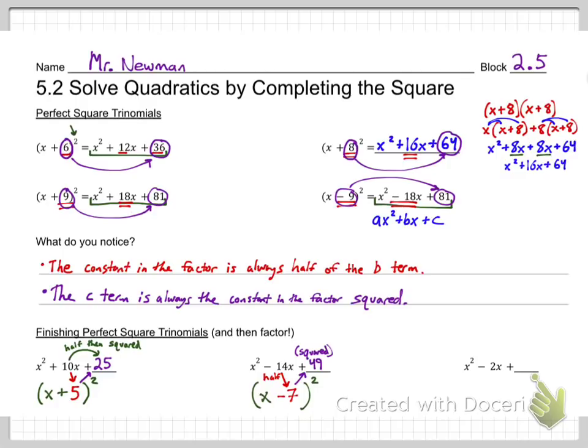All right, did you figure it out? First of all, it's half of negative 2. That'll give us negative 1. And then square negative 1, you get positive 1. And that's how you make a perfect square trinomial.